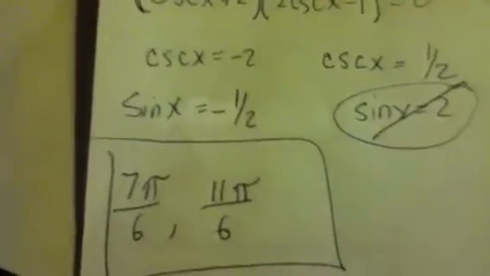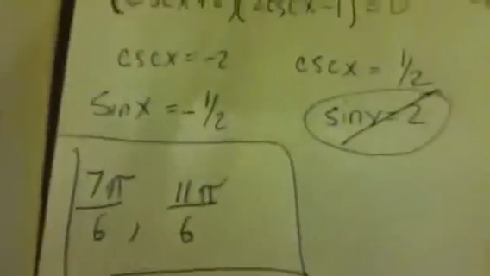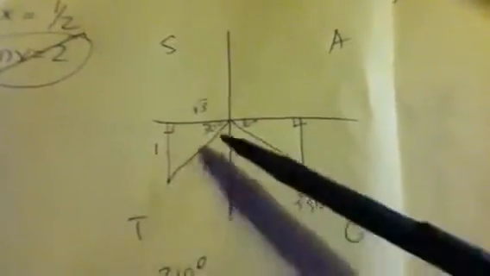Then you can use your unit circle. I'm at home and I don't have a unit circle, so I used these triangles. I don't know if you remember how to use the triangles, but I know that sine has to be negative in quadrant 3 and quadrant 4, and I drew the two triangles. Sine is opposite over hypotenuse, so I knew that this side was 1 and this was 2, so that was my 30-60-90 triangle.